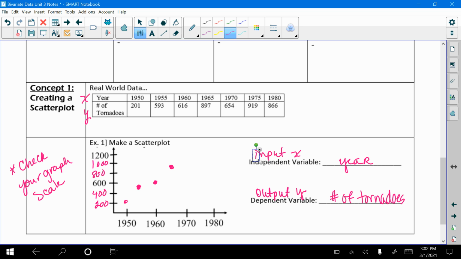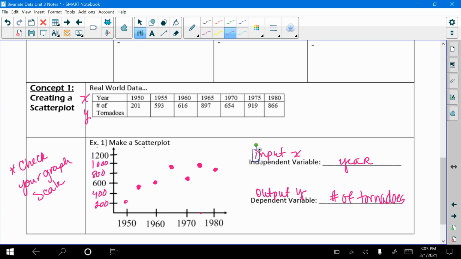1970, we're looking at 650, so here's 600, a little bit more than that. 1970, so like right in there. 75, we're looking at 1999, which would be about a little bit more than that maybe. And 75, so then 80 is 866, so there's 9, so a little bit below that. And we're just kind of estimating, okay?